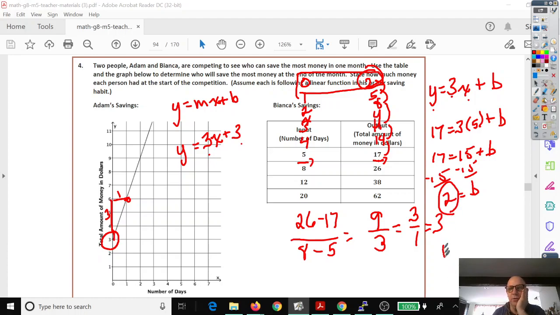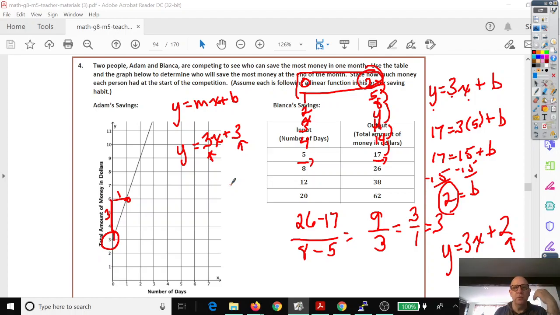Bianca is earning money at $3 per day, and she starts at $2. Right? So they're both earning $3 per day, so they're earning the same amount of money. But Bianca started at $2, Adam started at $3. So Adam's going to win because he started with $1 more, and Bianca's just not catching up.